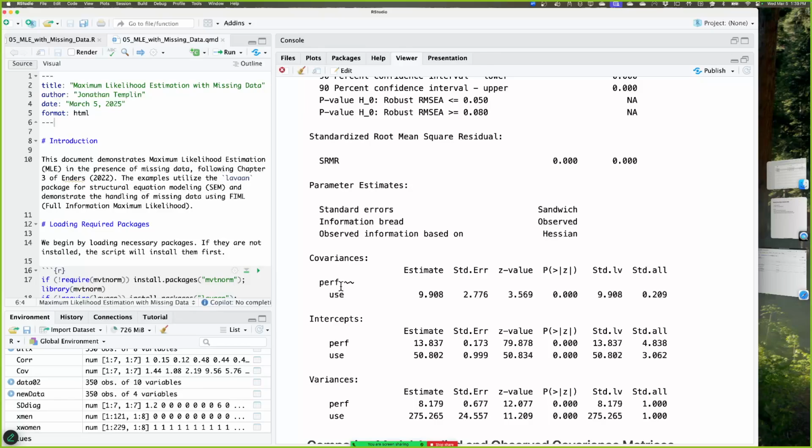We know perf double tilde use is a covariance. So that's the covariance between performance and usefulness. But remember, covariances have a weird scale. This is in units of performance by units of usefulness. Perf uses. I don't know what that is. But if you look over here, std.all, that tells you the standardized covariance. Turns out that's its correlation. So our correlation between variables is 0.209. That's how we see that there.